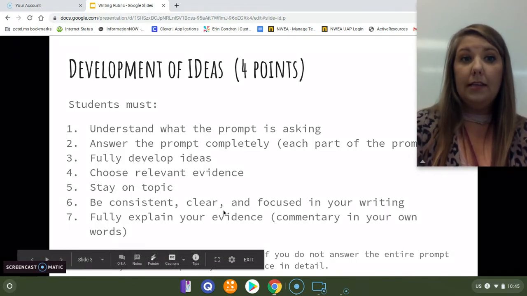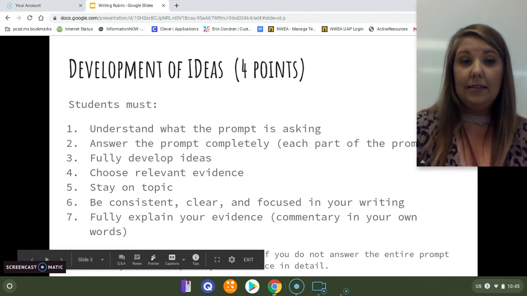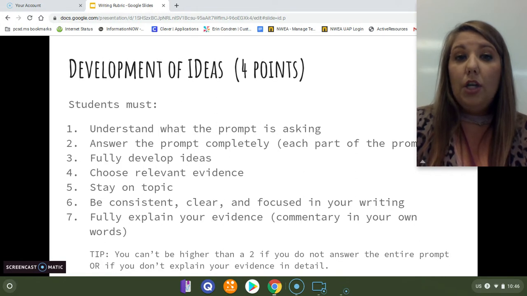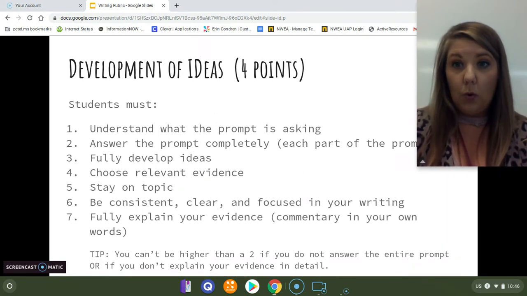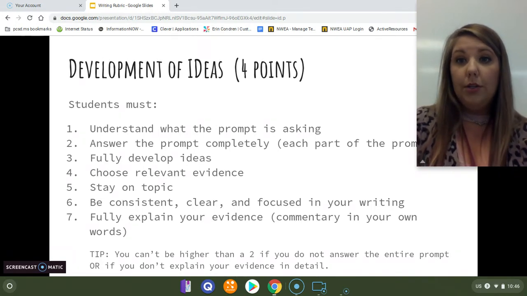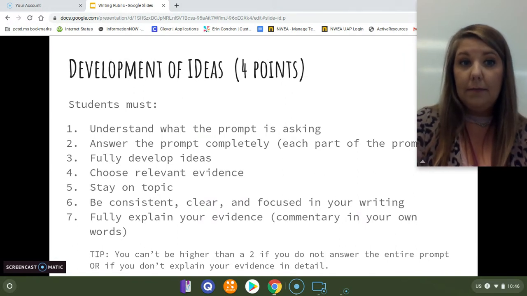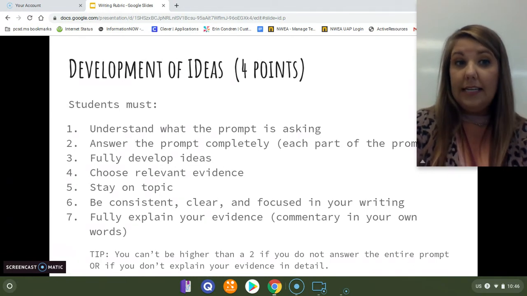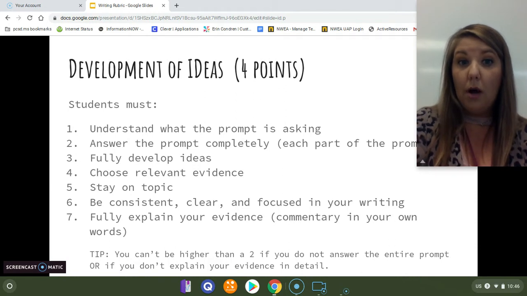Moving on, I'm going to focus a little bit more on development of ideas. I feel like it is very important to talk about that. What you are required to do, what they are looking for in order to get your 4 points. Students must, number 1, understand what the prompt is asking. They have to know that you understand what they ask you to do and you brought that through, that you answered the prompt in its entirety. That leads me to number 2, where it says answer the prompt completely, each part of the prompt.